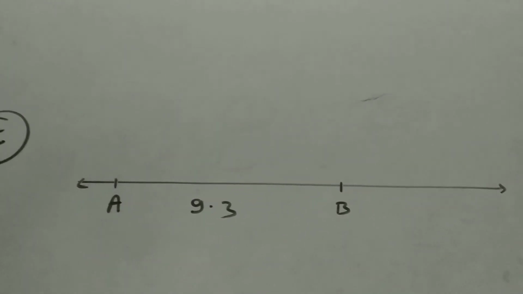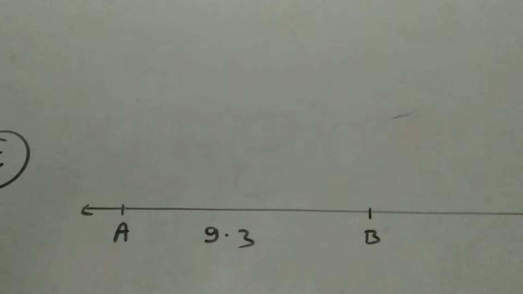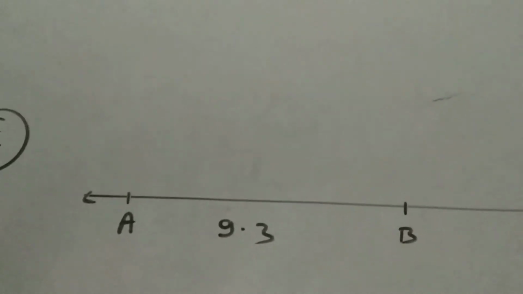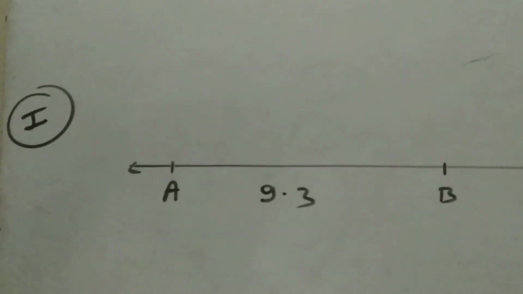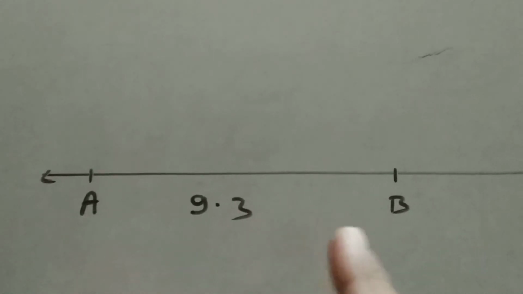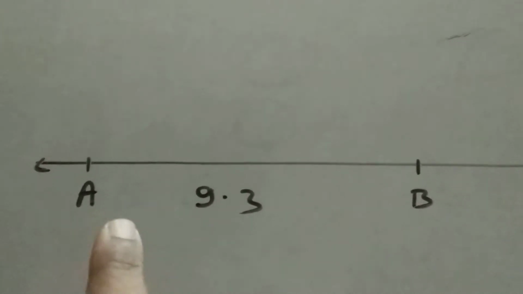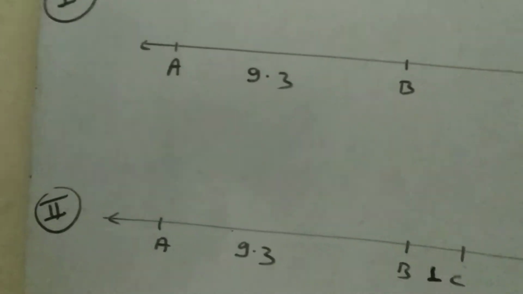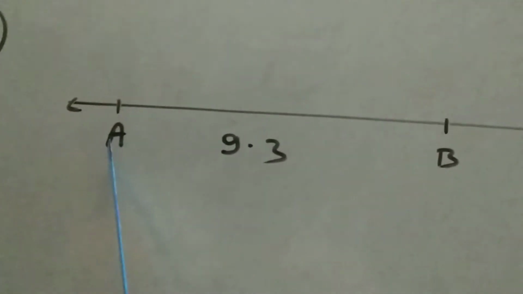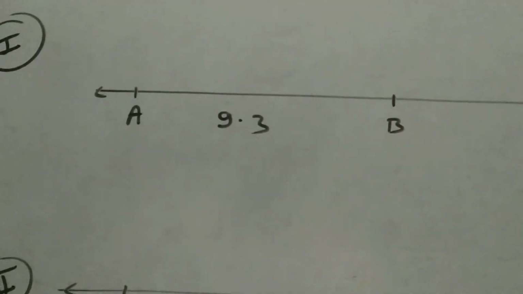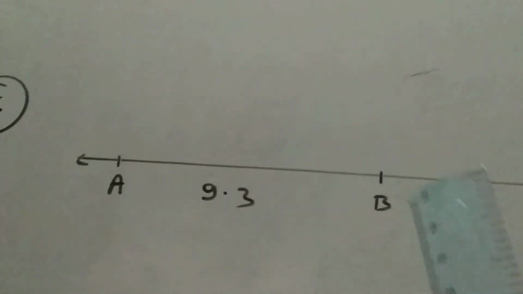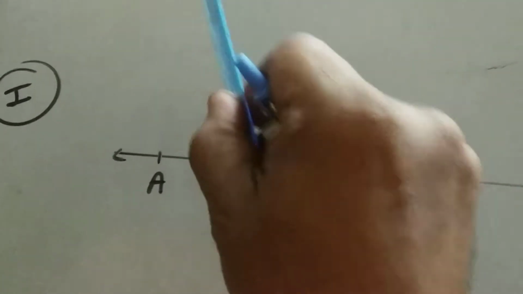Dear children, we are in exercise 1.5 question number 4, where we have to represent root 9.3 on the number line. First step: draw a line and, with the help of your scale, mark AB equal to 9.3. Using your scale, whatever number it may be, 5.6, 3.8, any number, AB is that number which is inside the root.